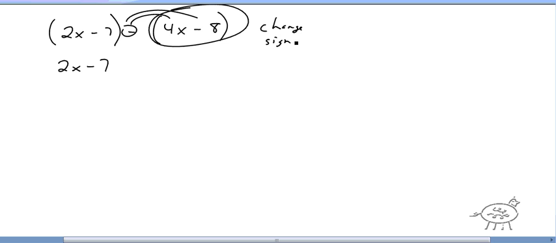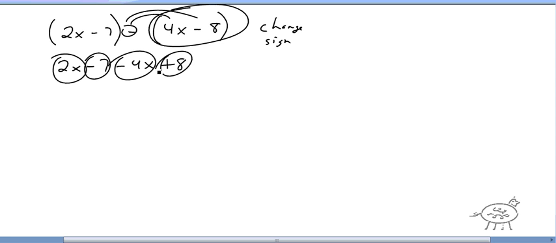That's all you're doing. So I'm going to have, instead of 4x, I'm going to have negative 4x. Instead of negative 8, I'm going to have positive 8. And that's my new problem. Okay, that's pretty easy. I remember I told you about circling. Sometimes it helps. So 2x minus 4x is negative 2x. Negative 7 plus 8 is plus 1. And that's it. Negative 2x plus 1. Okay? It's not too bad.